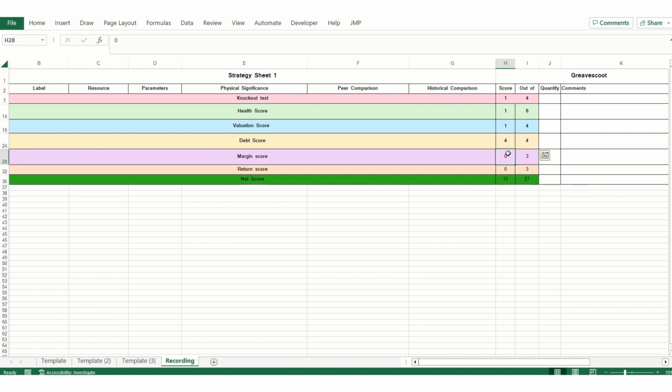The margin scores are zero. That means the company is not able to increase its gross margin, operating margin, or net margin, and we have seen it is actually reducing it. Now the return score is also zero. That means if you had invested in this company in the past, your returns would be poor. So your overall score is 10.